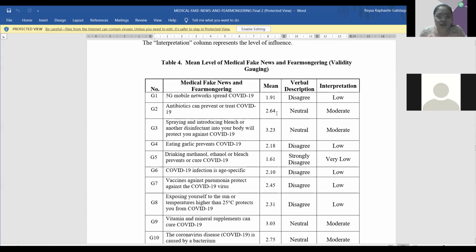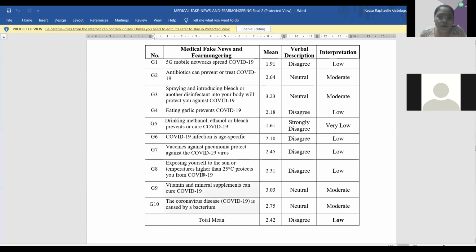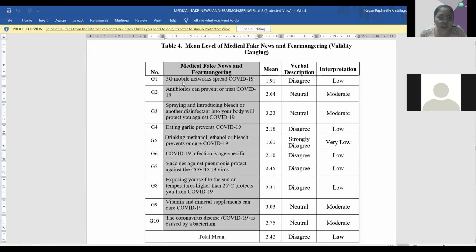So class, for those who have questionnaires, you really have to place all the questions in the results section. I know you are in the process of validating your questionnaire. So for example, meron kayong 5 questions or 10 questions dyan for this part. You really have to place everything. But I told you a while ago, you don't need to place the raw data. So that is the reason why they only presented the mean. So like the participants, if they have 100 respondents here, the mean for question number one is 1.91. And you have to give verbal description or interpretation.